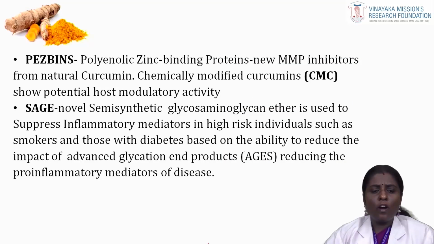gingivalis. Now, we have got a peculiar or new molecule called PEZBINs that has also been tried in host modulation therapy. It is nothing but polyphenolic zinc binding proteins. They are the new MMP inhibitors from natural curcumin, and chemically modified curcumin show potential host modulatory activity. One more is SAGE, that is a novel semisynthetic glycosaminoglycan ether. It is used to suppress inflammatory mediators in high risk individuals such as smokers and those with diabetes based on the ability to reduce the impact of advanced glycation end products, reducing the pro-inflammatory mediators of disease.